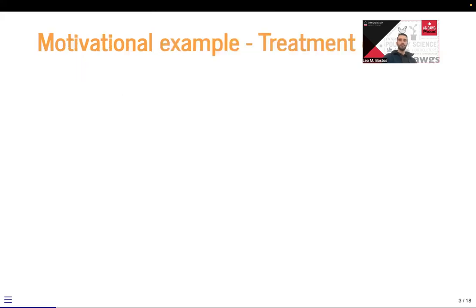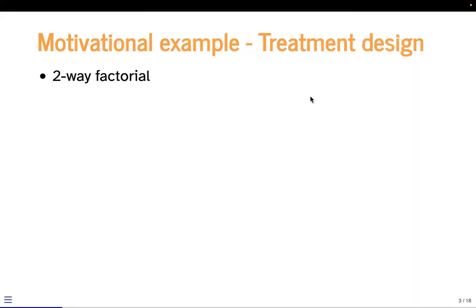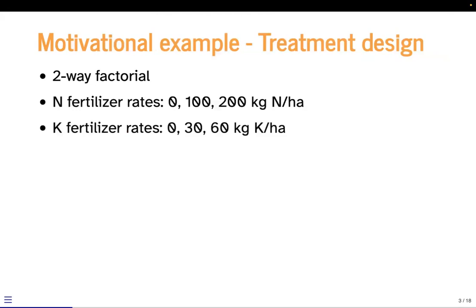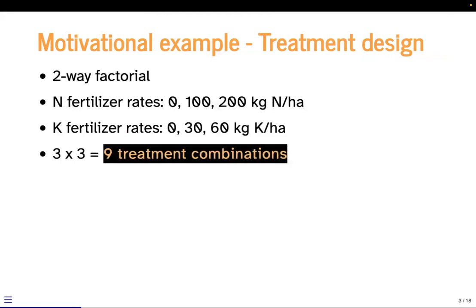combines all those changes. Just to remind you, our motivational example here was this treatment design that we had, a two-way factorial where we had three nitrogen rates, three potassium rates, and all possible combinations between these factor levels for a total of 9 treatment combinations. And up until now, I just want to make this clear, we were doing all these 9 treatment combinations without a hierarchy, right? So I could have any of these 9 treatment combinations falling next to each other within a block, or maybe within the study if it was a CRD.